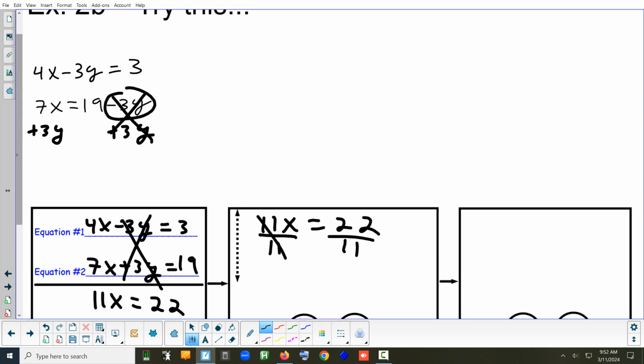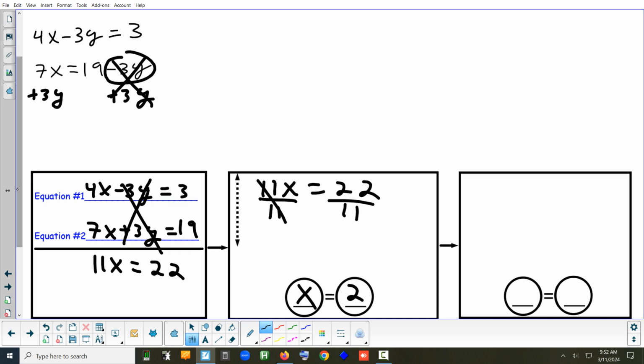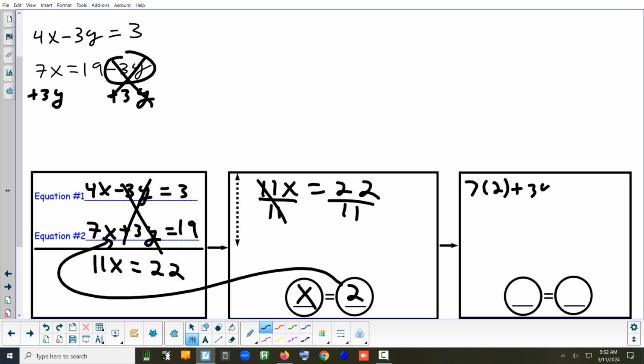Which equation do we want to plug back into? I did number 2. You did the second one? Yes. All right. Doesn't matter which one. Let's see, take x equals 2, and you plugged it back into the bottom. Okay, so we have 7 times 2, plus what comes after that? 3y. And equals what number? 19. Okay, what's 7 times 2? 14. So 14, good.